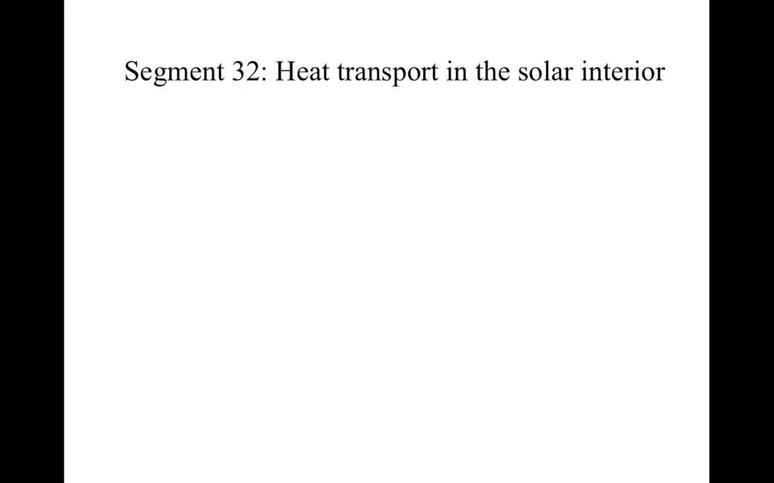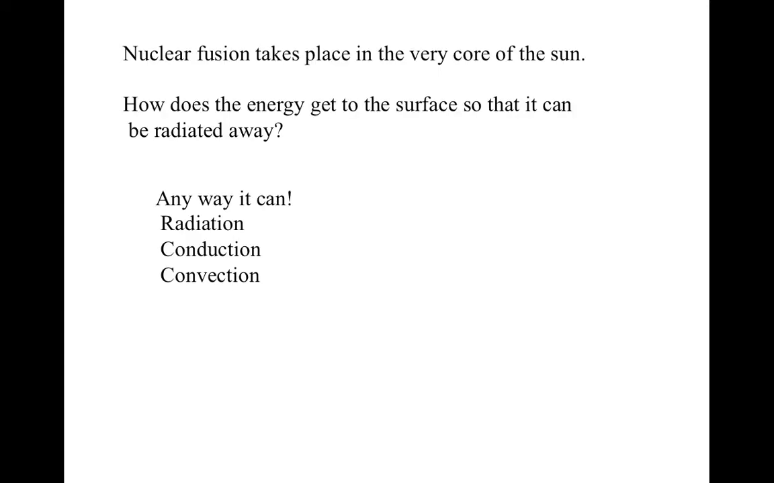Segment 32, heat transport in the solar interior. The energy in the sun is generated by nuclear fusion at the very center of the sun, but that energy is only lost by radiation when the energy is transported to the surface and then radiated from there. So how does this happen?